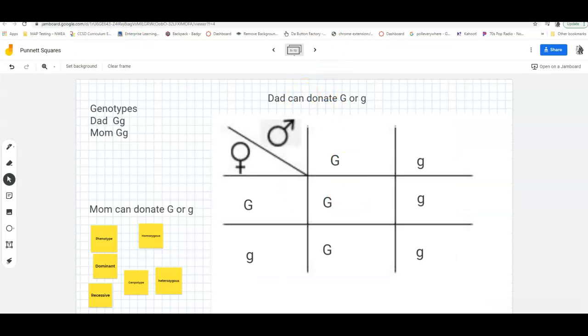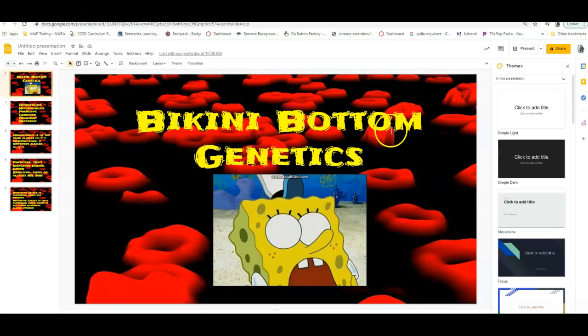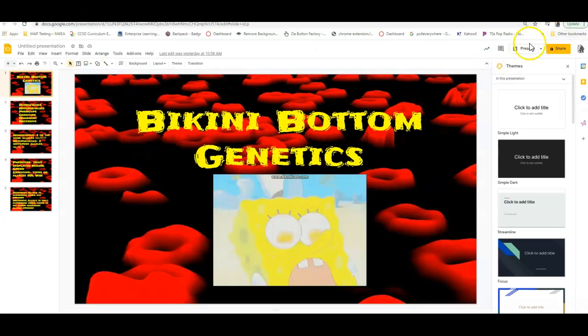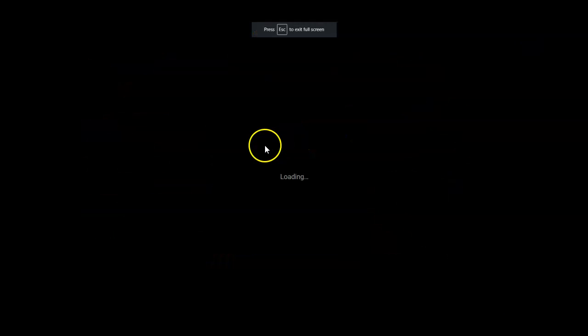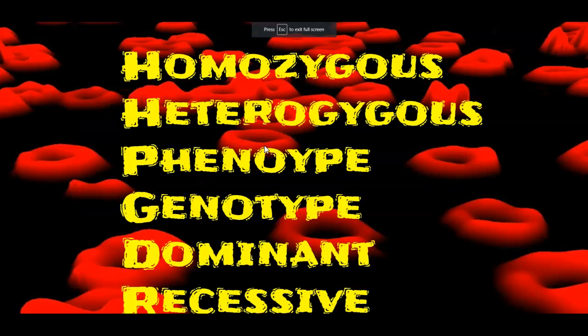Okay. So what I want to look at is we have a couple words that we're going to try to focus on. And the words we're going to focus on are these 6. Homozygous, heterozygous, genotype, phenotype, dominant, and recessive. So some of those we've talked about. Dominant and recessive, those are definitely words that we've talked about in the last lesson.